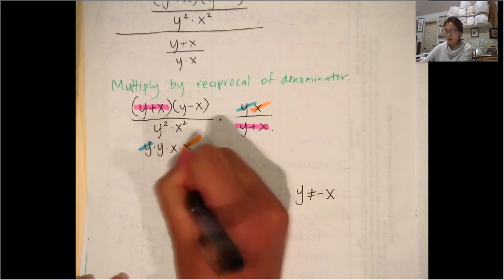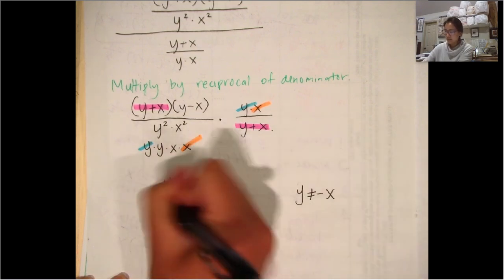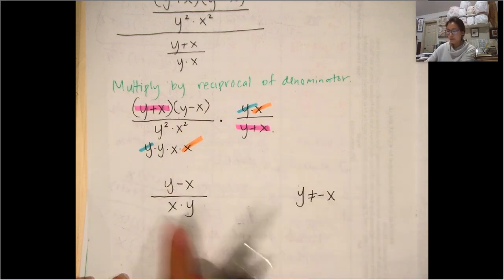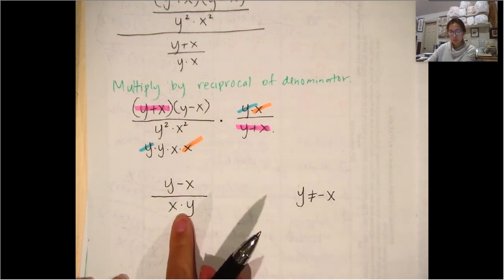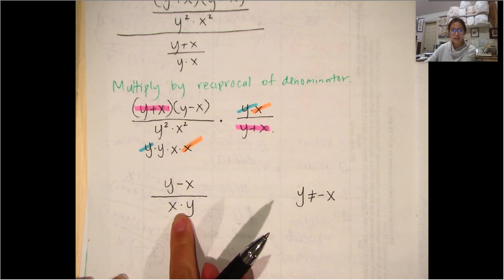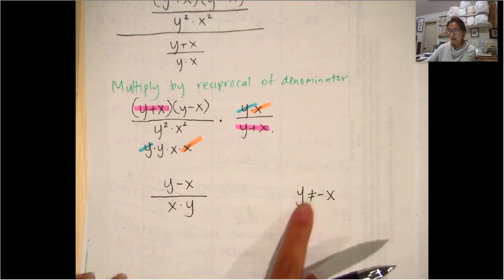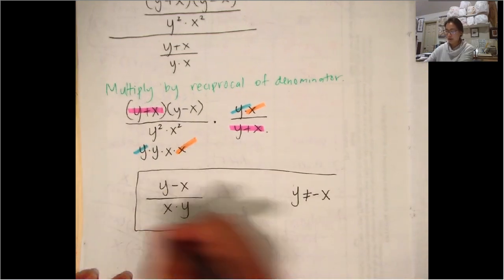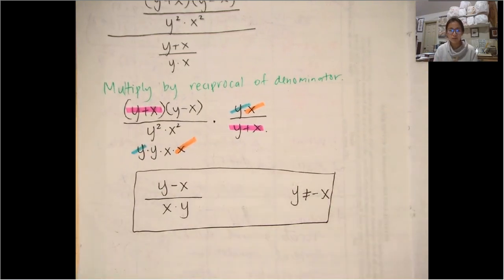We have y minus x divided by x times y. So like I said, from the denominator being x times y, that implies that x and y cannot equal 0. And so we won't write that as what things cannot be equal to what. Okay. And so there we have it. This is the simplified form of the complex fraction.